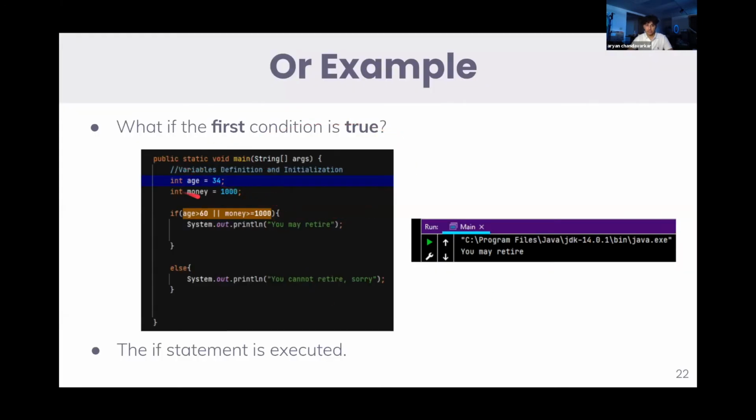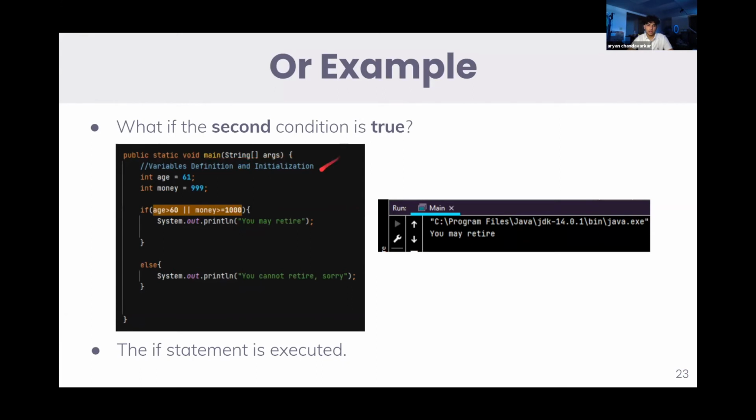In this case, I'm young, but I have enough money. So one of the conditions is true because int money equals 1,000. And here, although my age is less than 60, this is a typo here, my money is greater than or equal to 1,000, so I can retire. It's only if one condition is true. Both conditions can be true, but both conditions don't have to be true.